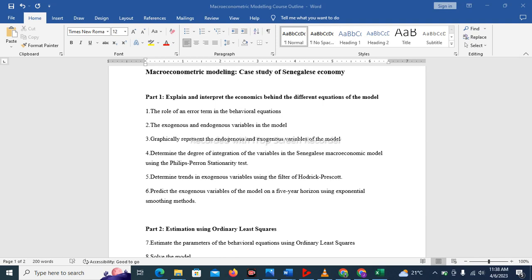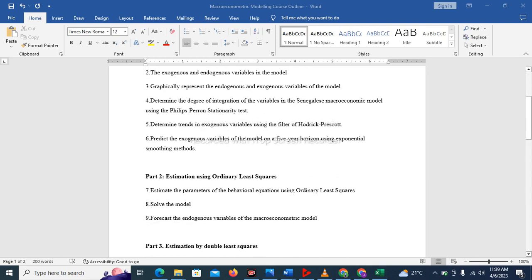The fifth thing we shall be doing in part one is determining trends in exogenous variables using what we call the Hodrick-Prescott filter. Lastly, in the first part, we shall be dealing with predicting the exogenous variables of the model. And here we shall be looking at a 5-year horizon using exponential smoothing methods. So that is the first part.